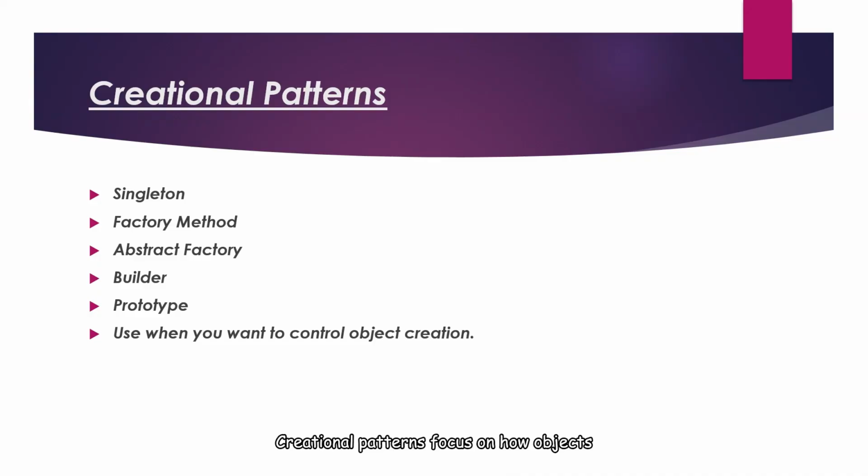Creational patterns focus on how objects are created. Instead of calling constructors everywhere, we use patterns that control object creation logic, which can help us enforce consistency, flexibility, or performance. Examples include the singleton, which ensures a class has only one instance, useful for things like configuration or logging. The factory method, which creates objects without exposing instantiation logic to the client. The builder pattern, which lets us construct complex objects step by step. Use creational patterns when object construction is complex or when you want to abstract away dependencies.